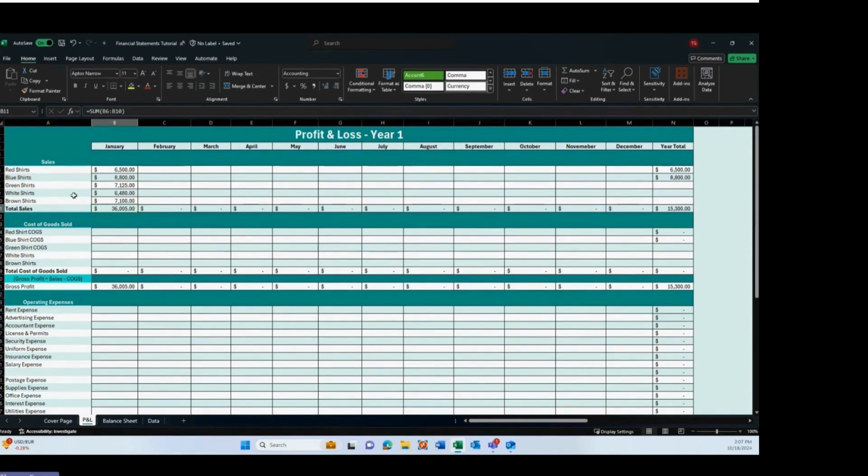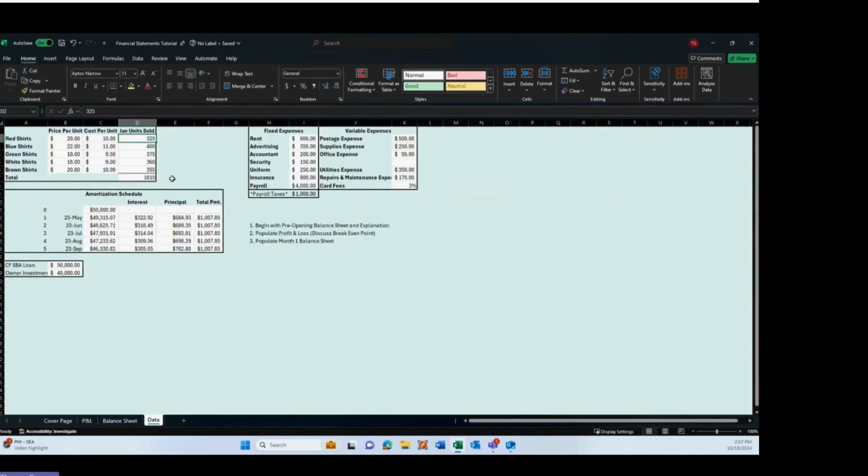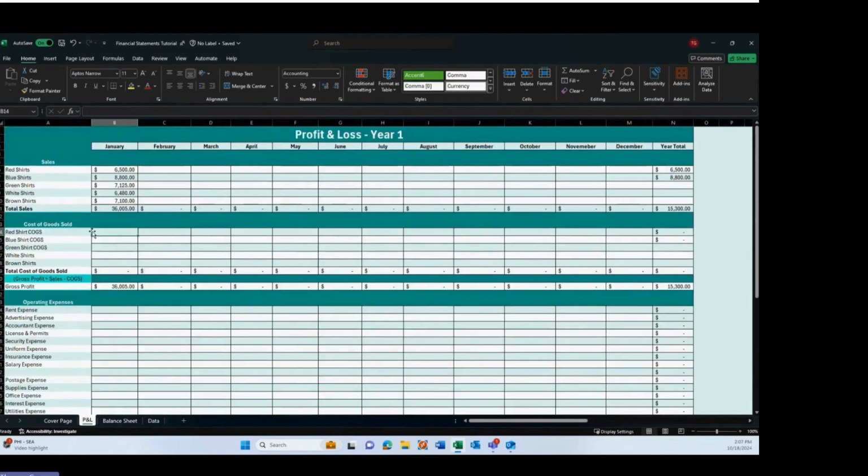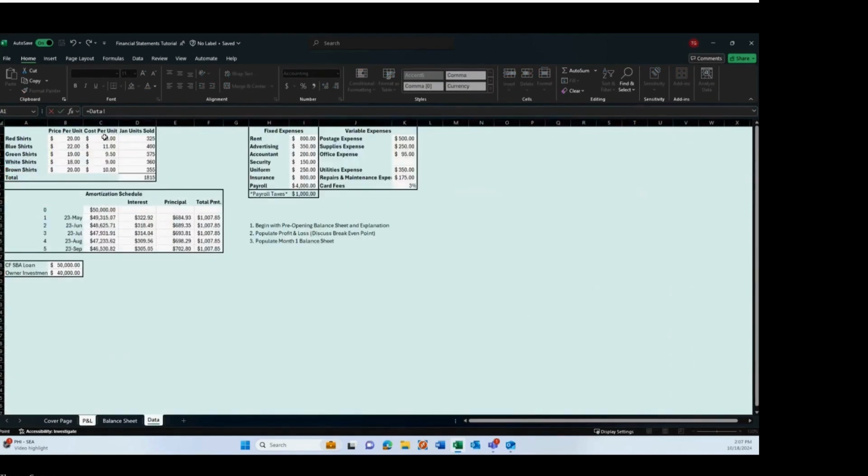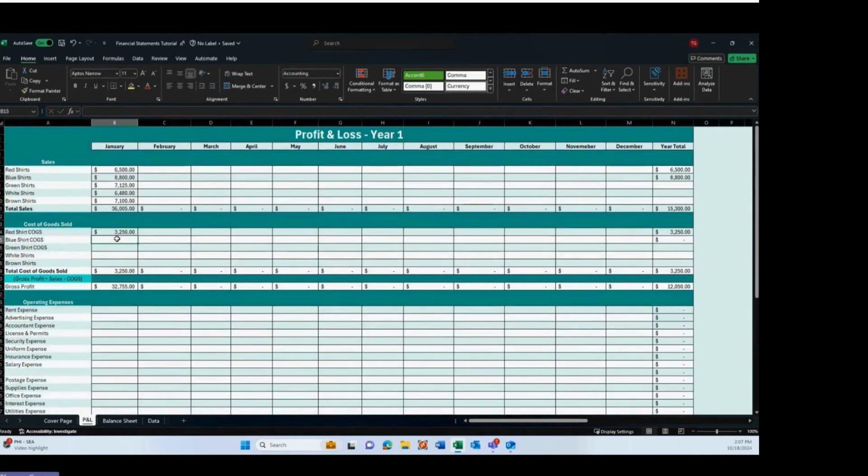So going on down, next we're going to take a look at cost of goods sold. And this is almost going to be step by step the same as we just did for revenue, except instead of using the data for price per unit, now we're going to use our cost per unit to show what these shirts cost us to buy. So once again, I'm going to start with red shirts equals $10 per unit times 325 units. There we go.